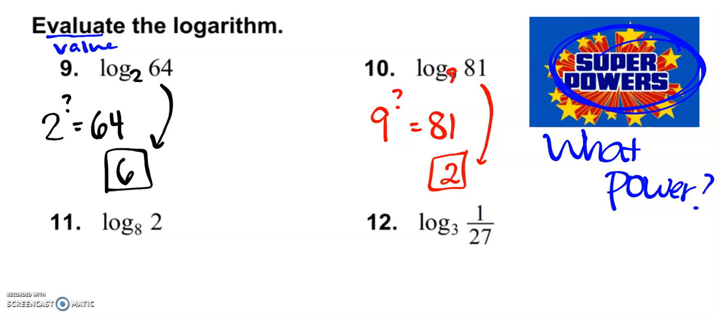I'm going to help you get set up on the next ones, and then I'm going to have you pause to try for yourself. So this is going to say 8 to what power gives us 2. And this one is going to say 3 to what power gives us 1/27th. See if you can think about those for a second. Pause your video, write some stuff down, do a little bit of thinking, and then we'll reconvene.